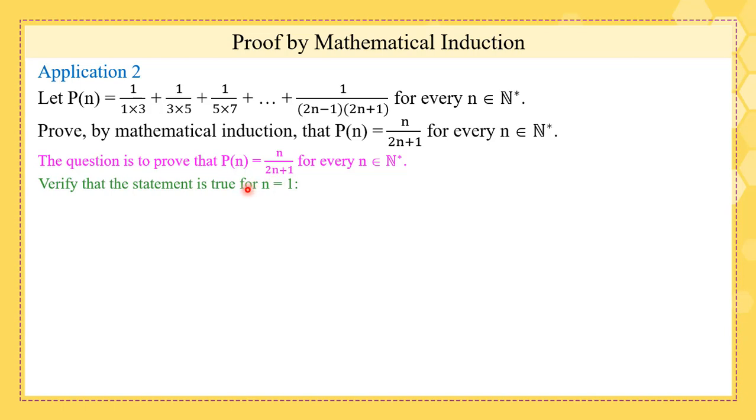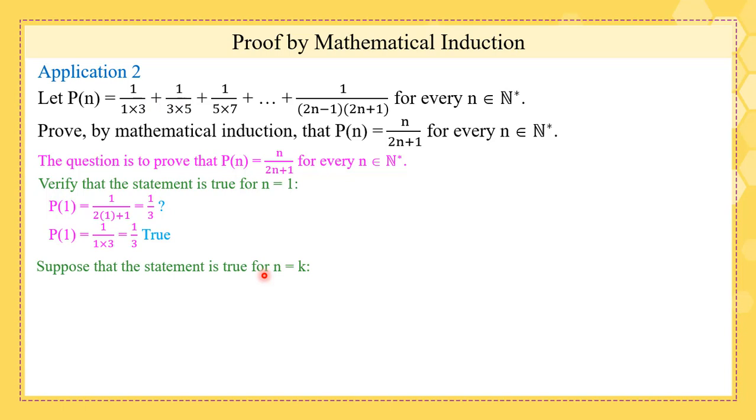We try to see it for the initial value where n is 1. Is P of 1 equal to 1 over 2 into 1 plus 1? So is P of 1 1 over 3? Remember, this is P of 1. And if we want P of 2, it means this quantity plus that one, and so on. So it's true. We suppose that the statement is true for n equals k. In other words, we know that P of k is this quantity plus 1 over 2k minus 1 into 2k plus 1. And this is equal to k over 2k plus 1 from here.